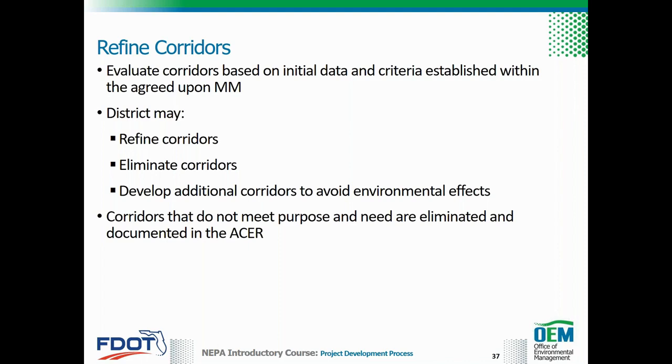Alternative corridors that do not meet the purpose and need are eliminated from further study through the ACE process and are documented in the Alternative Corridor Evaluation Report, or ACER. The alternative corridors that meet the purpose and need are developed to a conceptual planning level sufficient to evaluate their benefits and impacts relative to the purpose and need of the project.